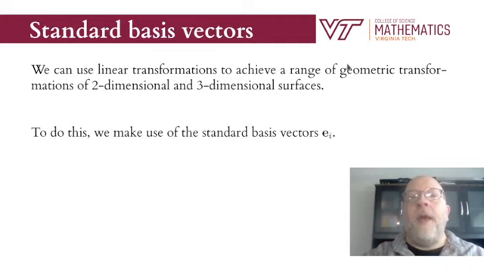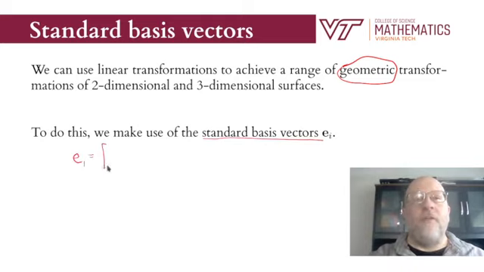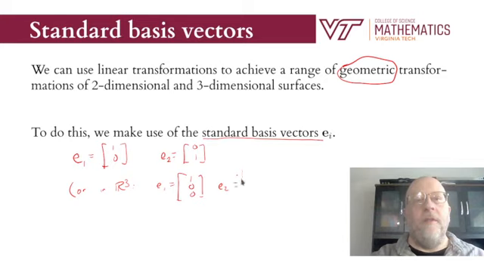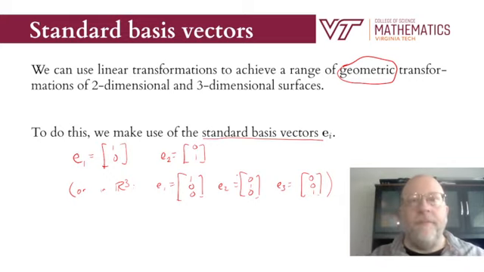In order to understand what's happening geometrically, though, and not just algebraically, we're going to make use of the standard basis vectors e_i. Just as a reminder, e1 is the vector 1, 0, and e2 is the vector 0, 1. Or if we're in 3 dimensions, e1 is 1, 0, 0. e2 is 0, 1, 0. And e3 is 0, 0, 1. The unit vectors in the x and the y and possibly the z directions.